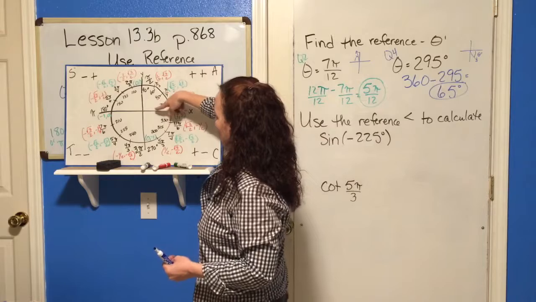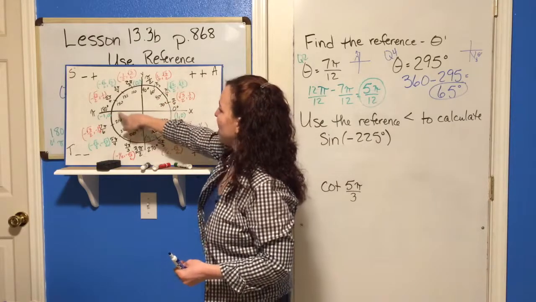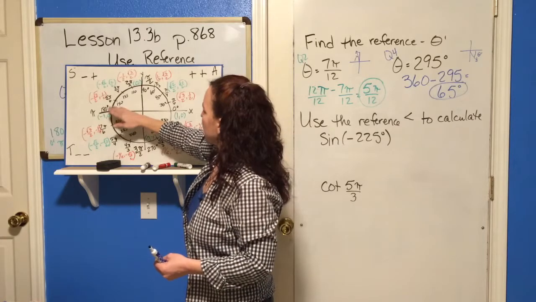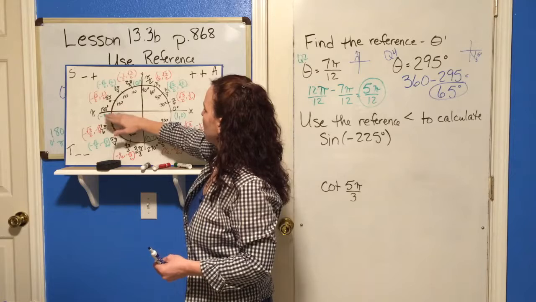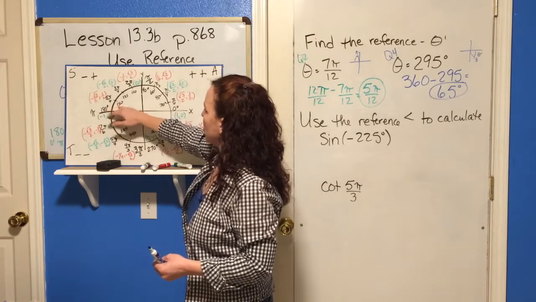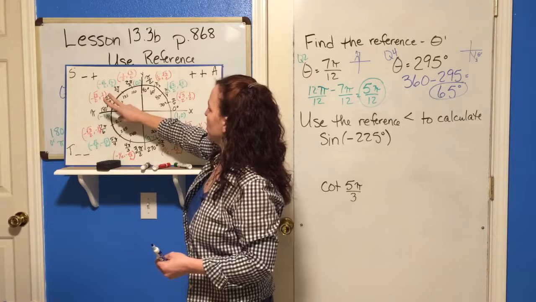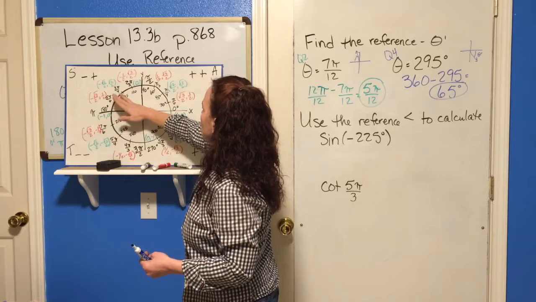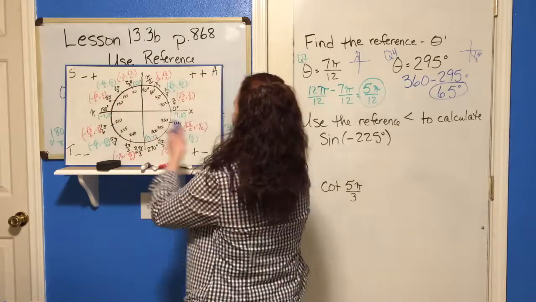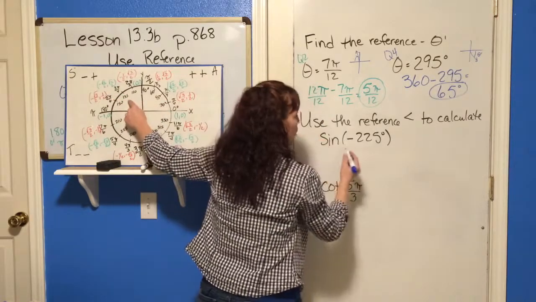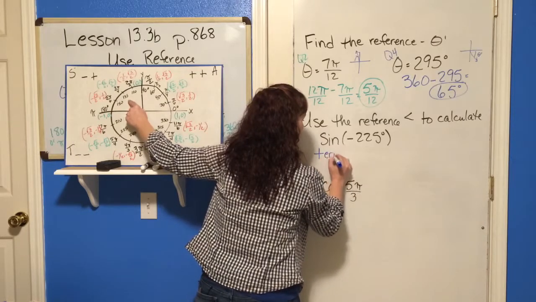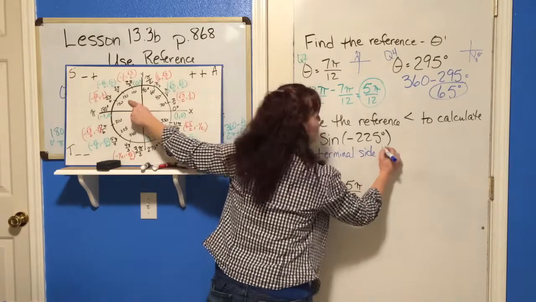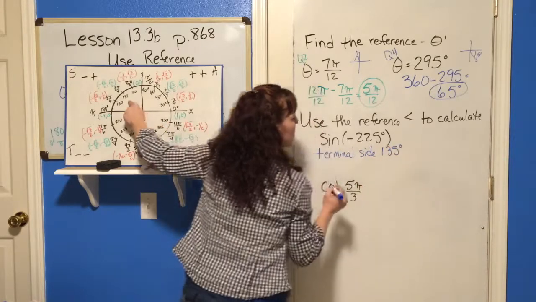So we start here, and we know that this is 90 and this is 180, and then there's 45 more. So that gets us to 135. So the terminal side is at 135 degrees. All right.